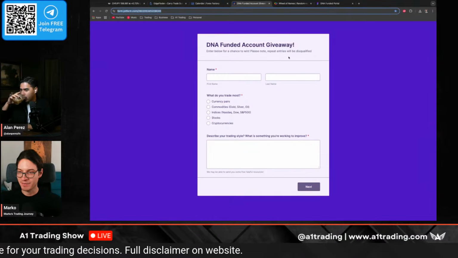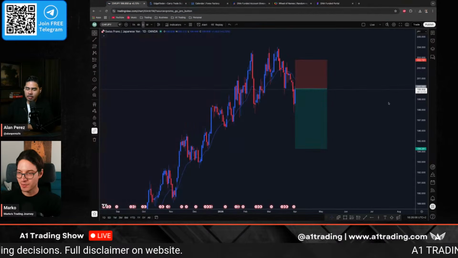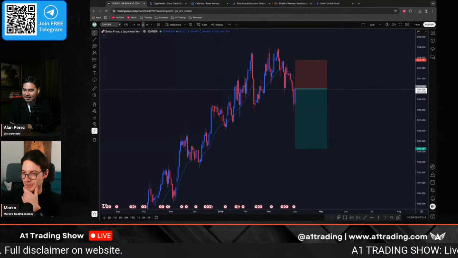But I'm loving the Minecraft server idea. I think it's a pretty good idea for AI trading. We should all jump on that.